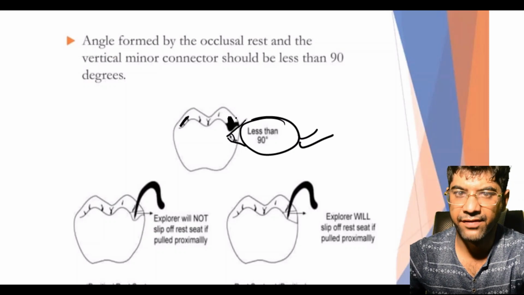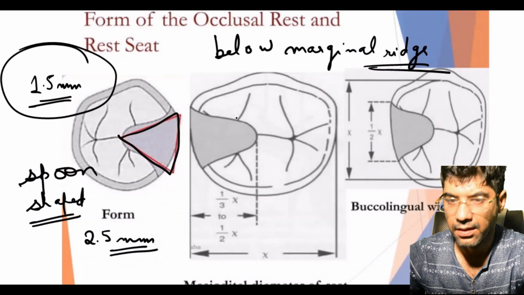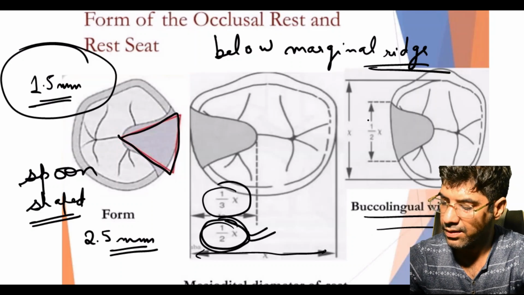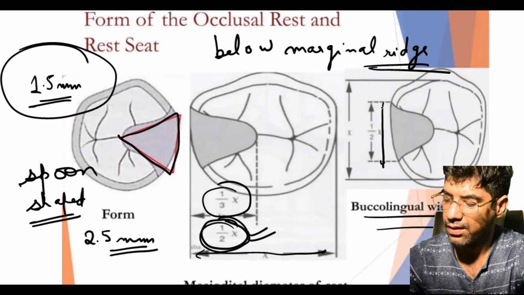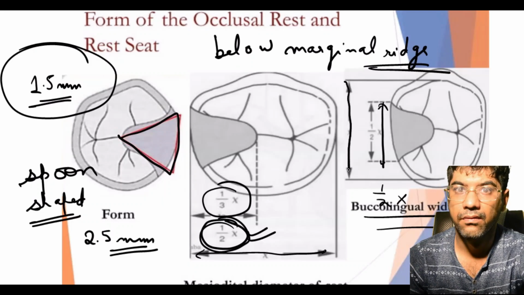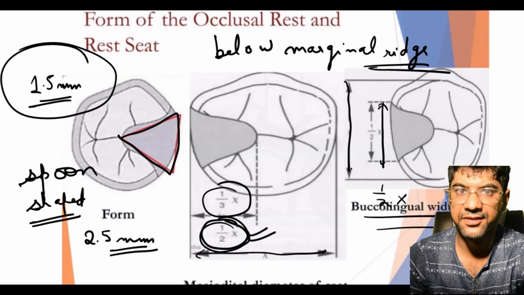Next is the size of the occlusal rest. The buccolingual width of the occlusal rest should be 1/2 of the width between the cusp tips of the tooth. This dimension ensures that there is sufficient area for effective force distribution without compromising the tooth structure.